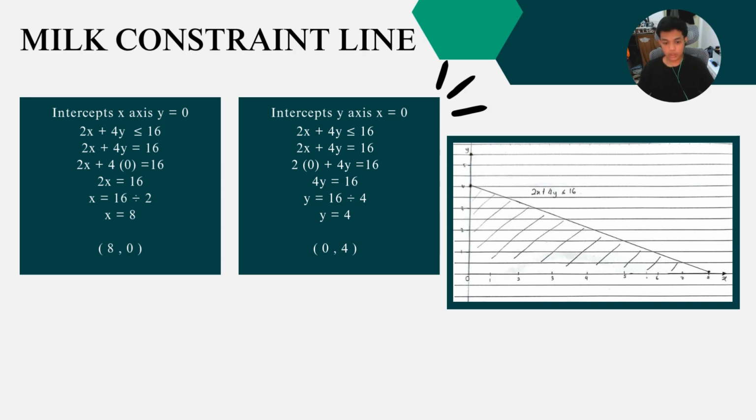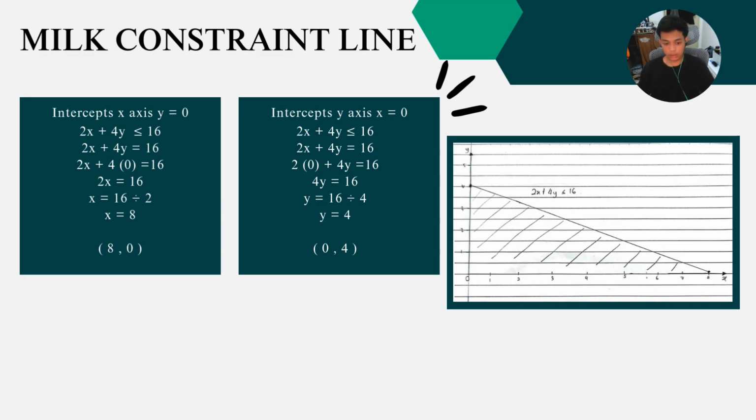On the left box, we are solving for the x-intercept by setting y equal to 0. Substitute y equals 0 into the equation so that we get 2x plus 4 times 0 equals 16. Next, 2x equals 16 and we get x as 8. So the x-intercept is at (8, 0).